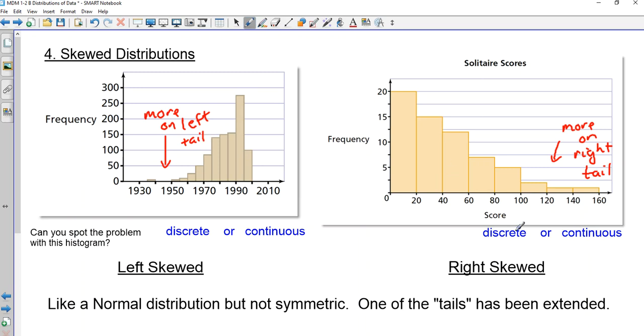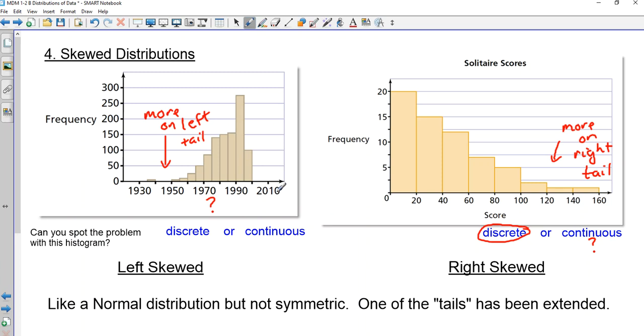Okay. So when we're looking at these scores here, solitaire scores, I think we can still classify these as discrete, but with the possibility that we might think of them as being continuous here. And when we look at our left skewed distribution, well, I've asked again, can you spot the problem in this histogram? The problem is, number one, this axis is not labeled, so we don't know what these intervals that are being plotted across the x-axis actually represent. It looks like these represent years.